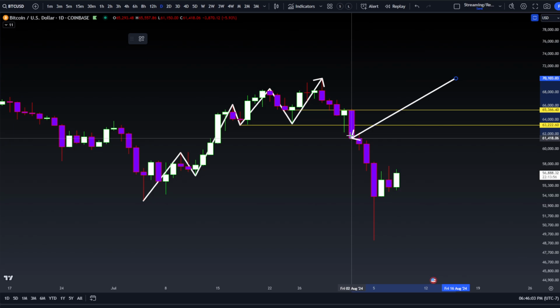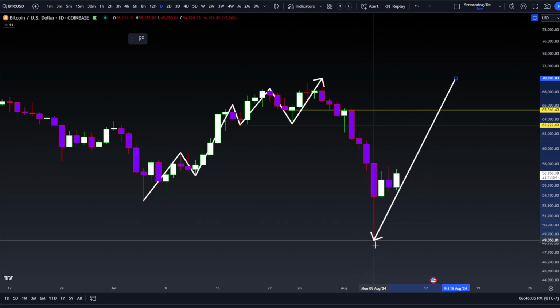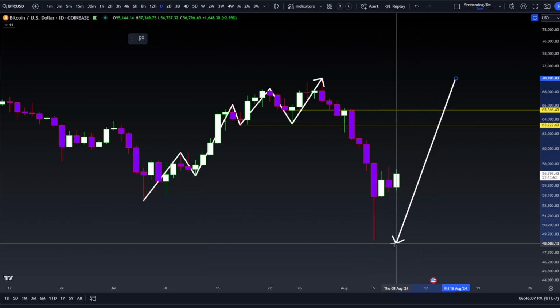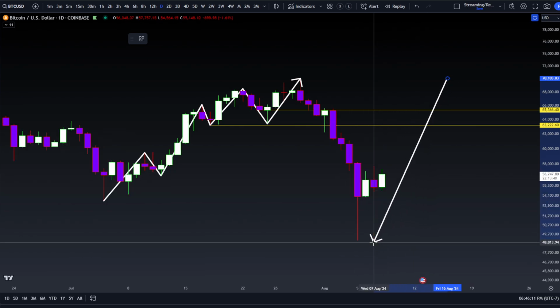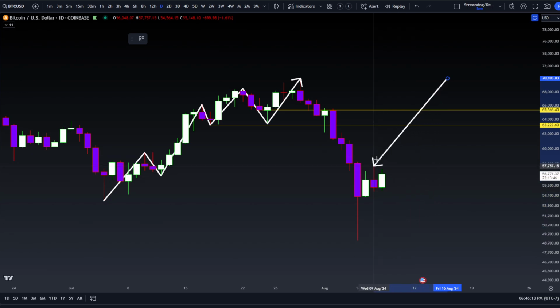So what we need to see from here is we need to see a low set. This could be the actual swing low, but we need to see a closing low set. Right now, you'll see closing lows set on any closes above this wick high, which is coming in at roughly $57,800, almost $58,000.